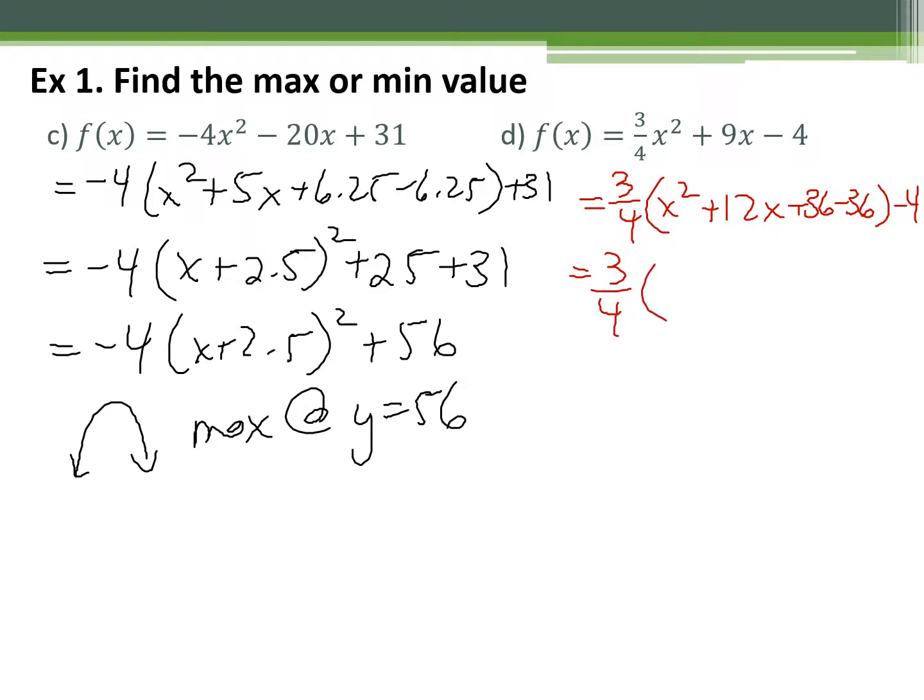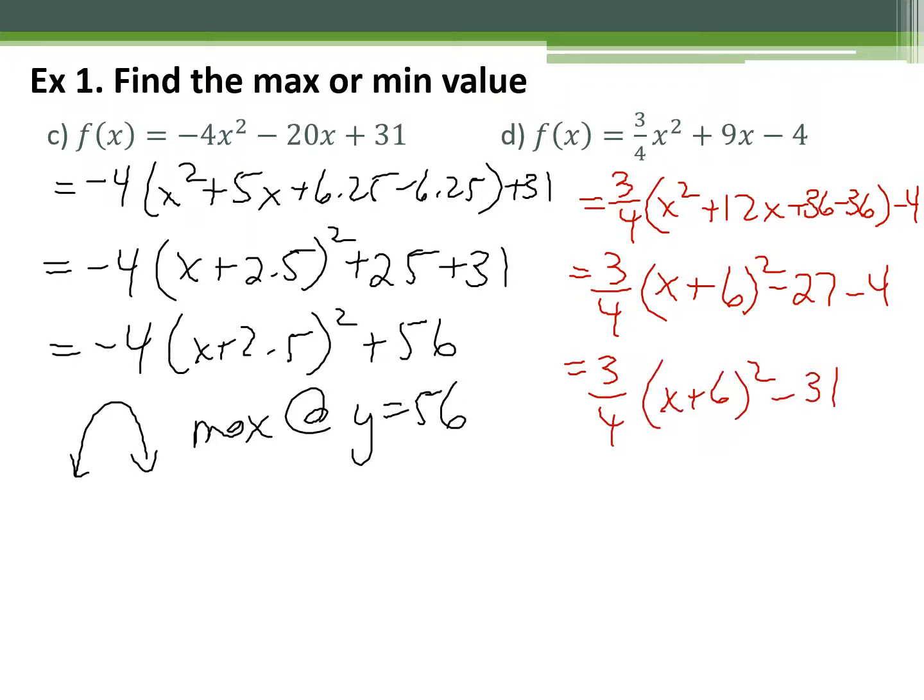And this is going to factor to x plus whatever my half value was. Half of 12 is 6, all squared. Negative 36 times 3/4 is negative 27 minus 4. Gives us 3/4 times x plus 6 squared minus 31. This, based off our positive a value, opens up, which means it makes a minimum at y equals negative 31.